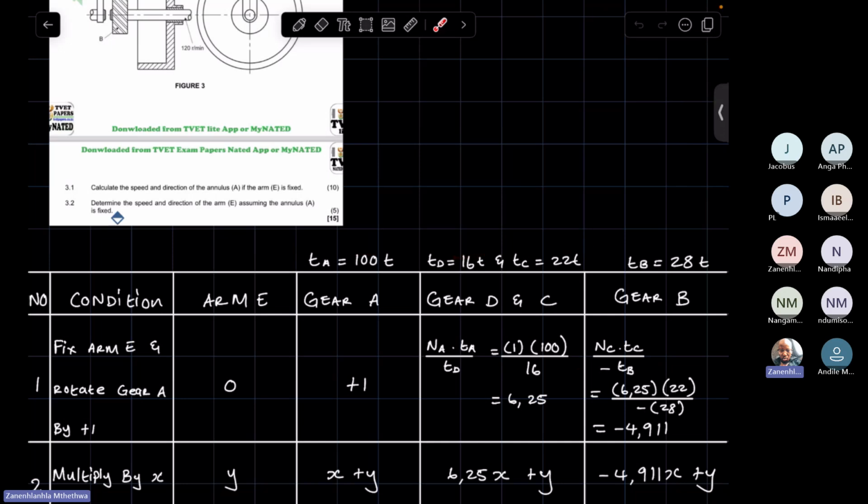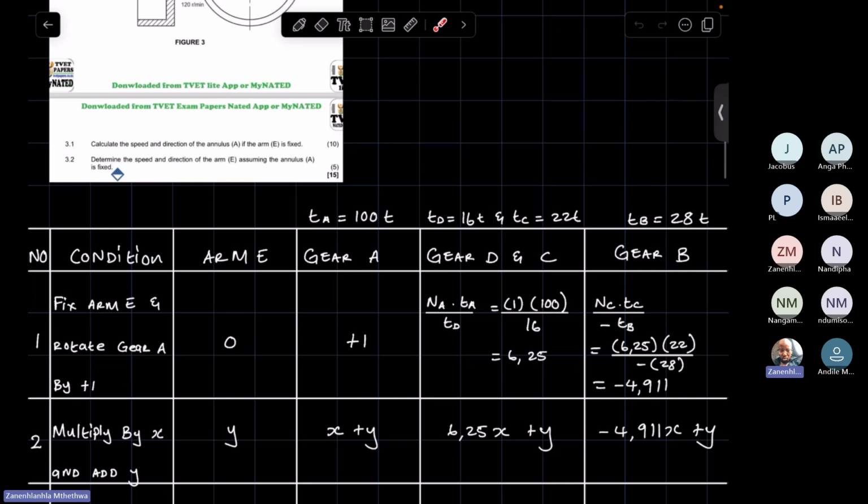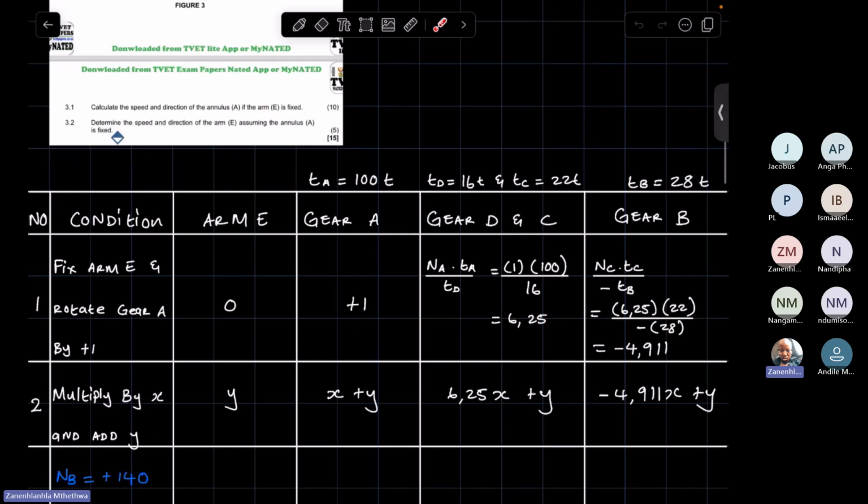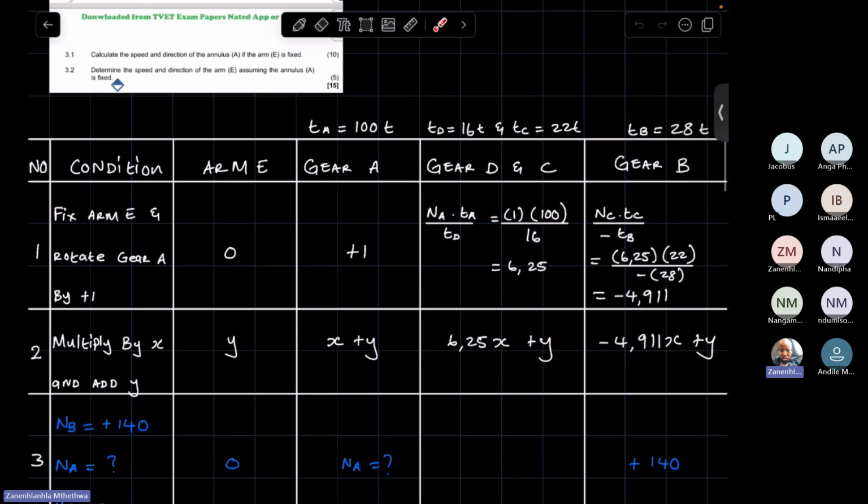Now, let's get into the conditions in the table. Remember, I mentioned this table you always have to draw. As far as conditions, you have condition one and condition two. Condition one and two are fixed conditions. By fixed, I mean those are two conditions that never change.